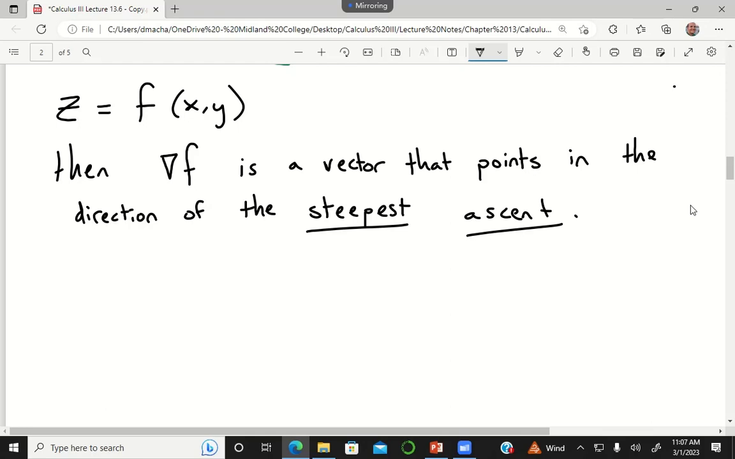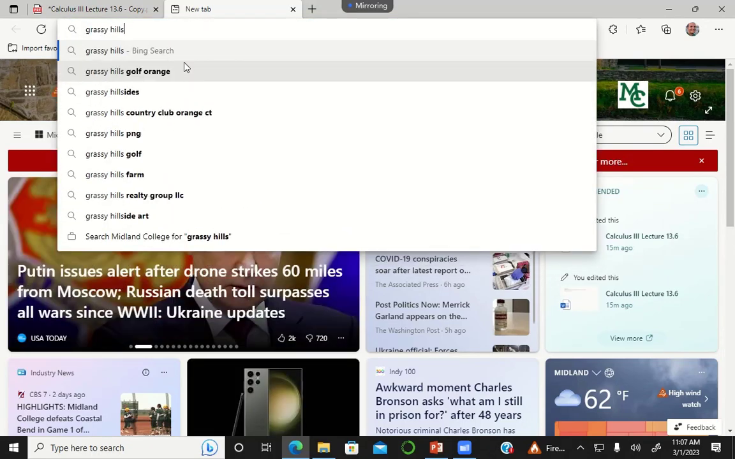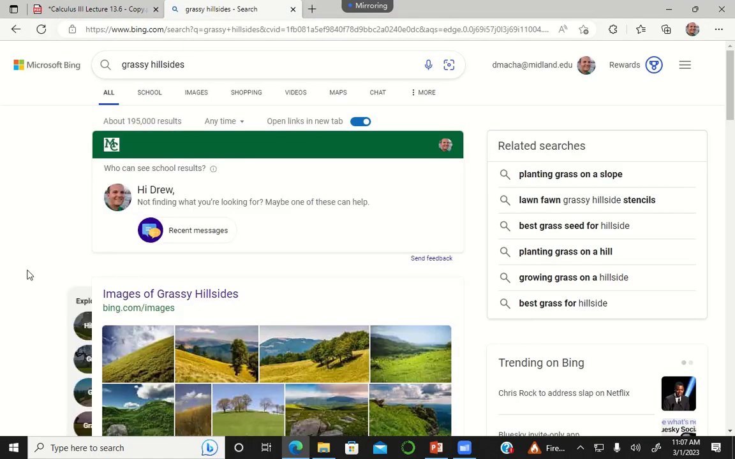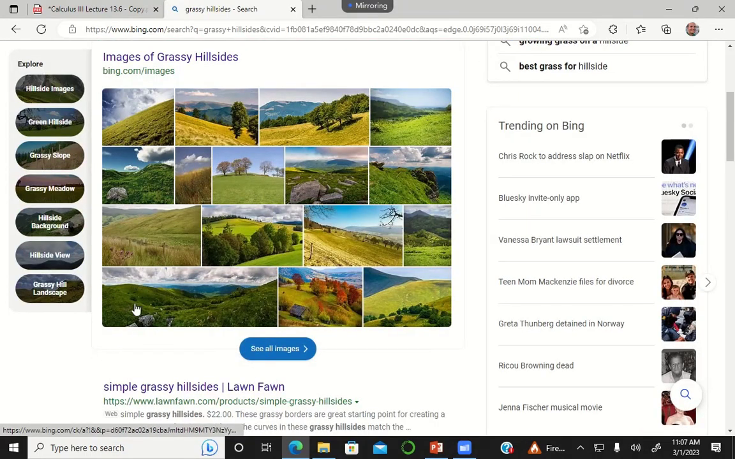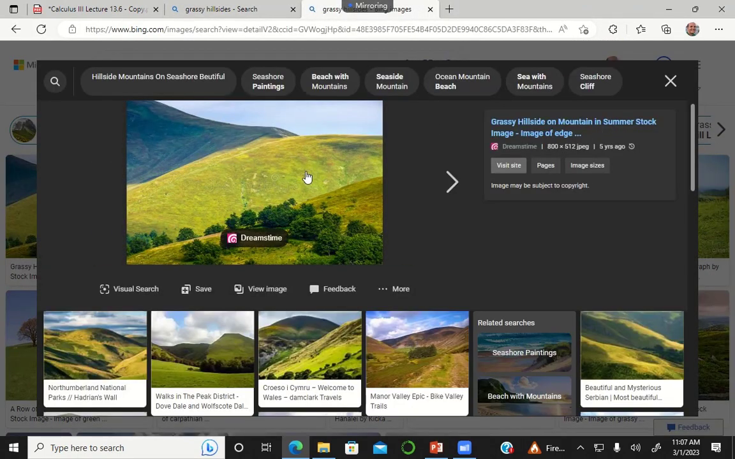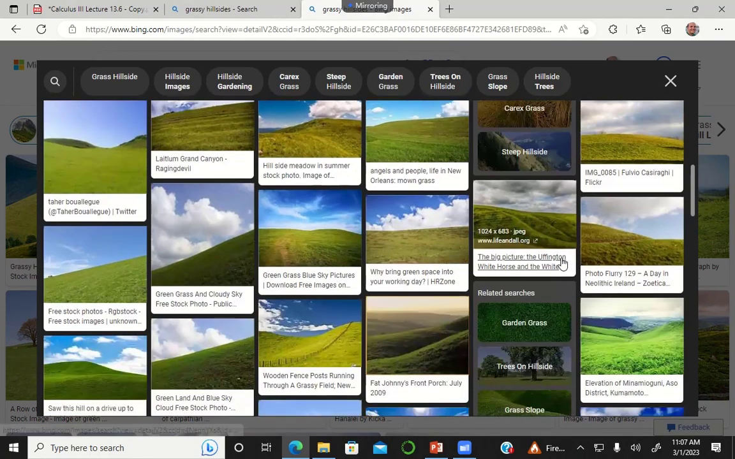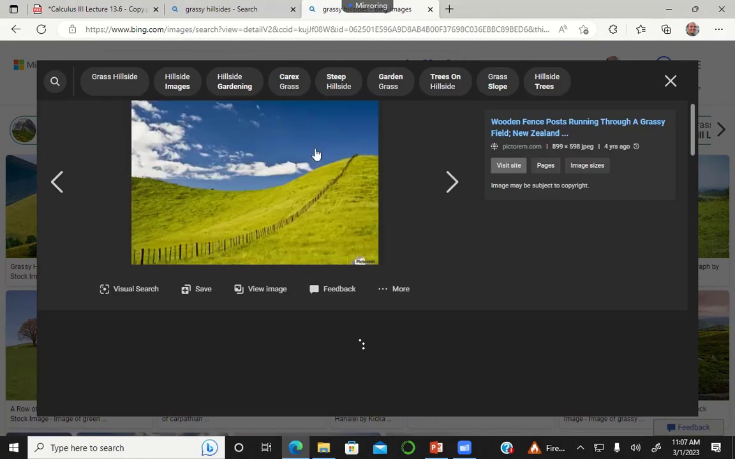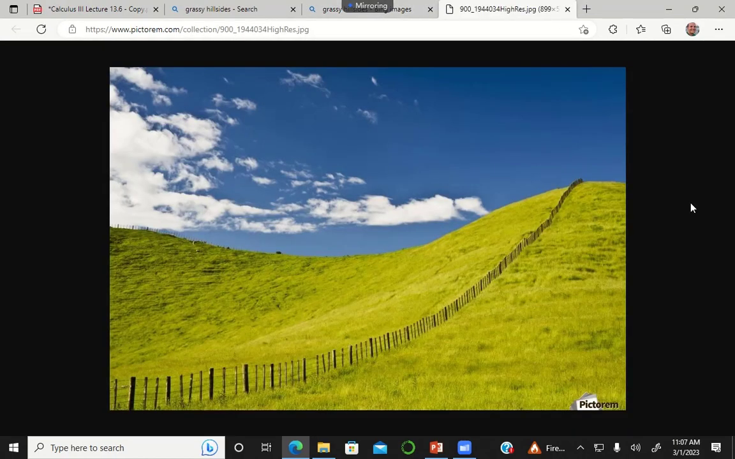So if you imagine that you're standing on a grassy hillside, there used to be a Windows background image that was a nice rolling hill. But anyways, imagine you're standing on something nice like this. I blow that up. There we go.